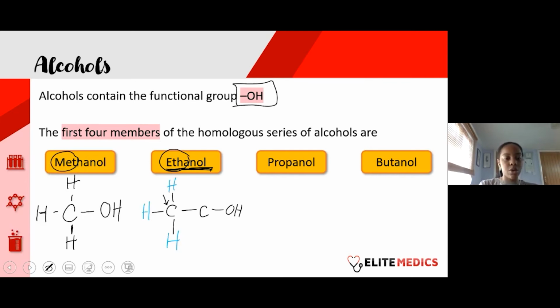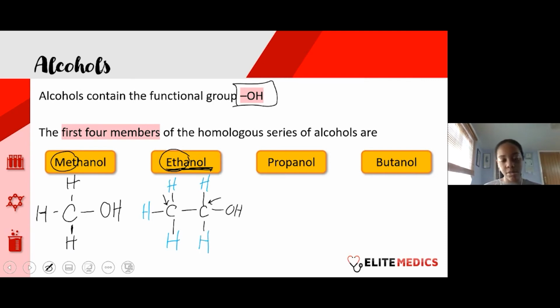Now, we're going to look at this carbon here. This carbon has made 2 bonds, okay? It's made a bond with another carbon and has made a bond with our OH functional group, which means it needs to make 2 more bonds. And what is it going to be bonded to? You guys have guessed it.